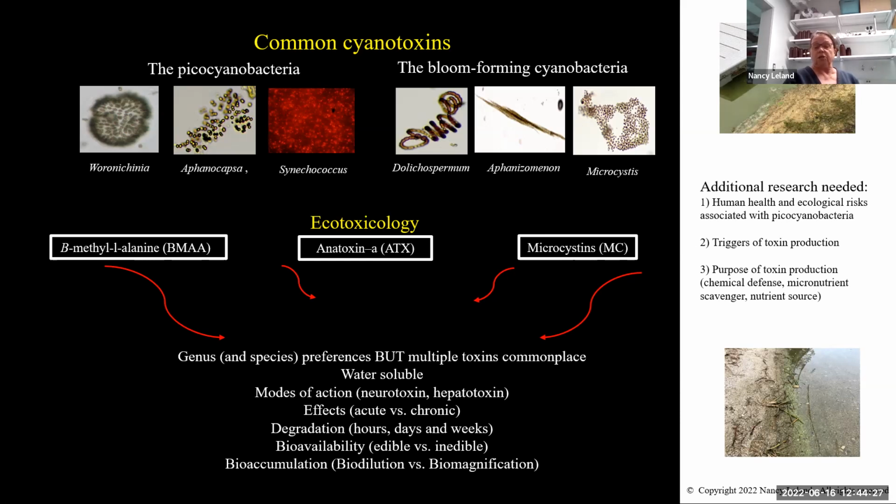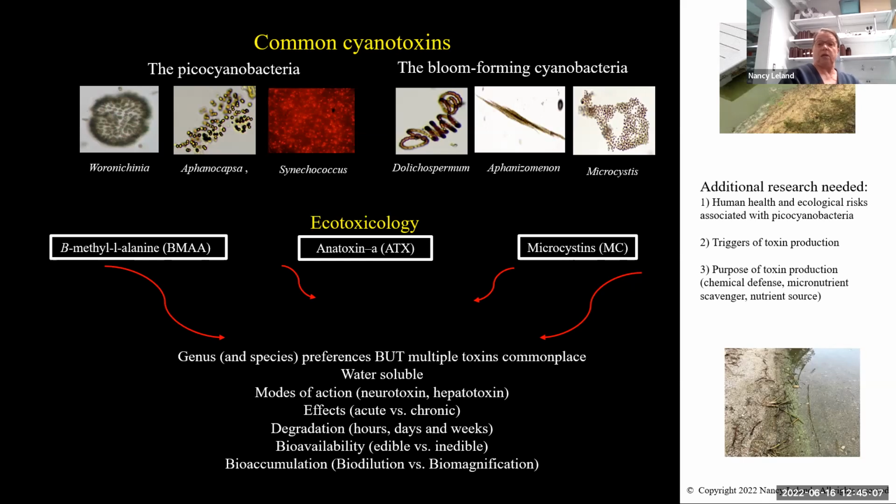But there are some additional research topics that need to be explored. We really don't know a lot about the human health and ecological risks associated with the picocyanobacteria. That's an area that's being quite heavily studied right now, and we are working on that as well. We still don't know the triggers of toxin production, so you can have a toxigenic cyanobacteria in your water body, but it's not producing the toxin. And we still, after all these many years, do not know specifically what those triggers are for toxin production.